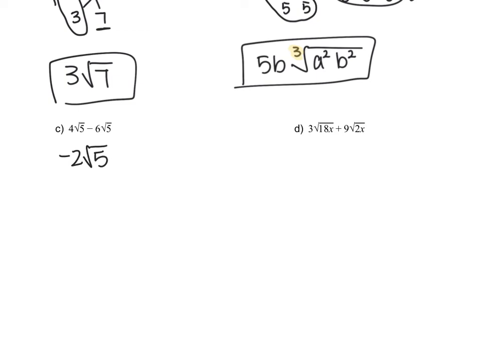Remember, I told you to think of the radical as a variable. When you do 4x minus 6x, you get -2x. The x doesn't change. It's the same thing with radicals.